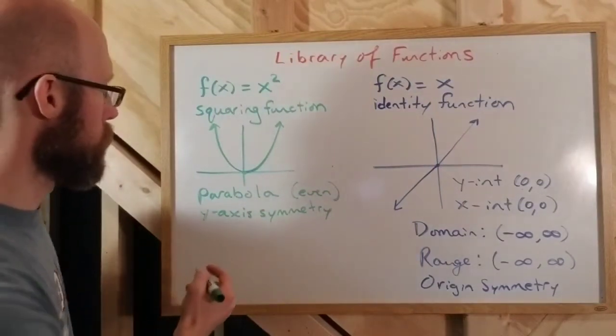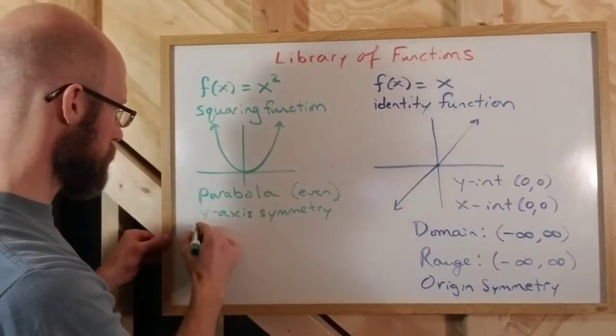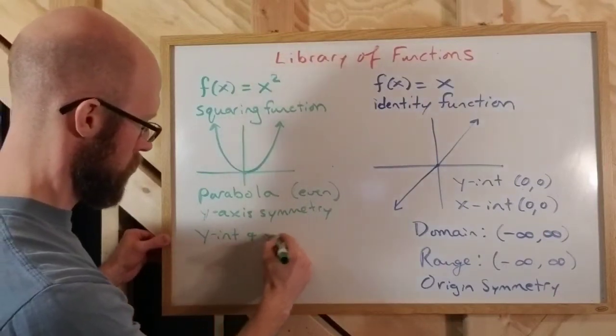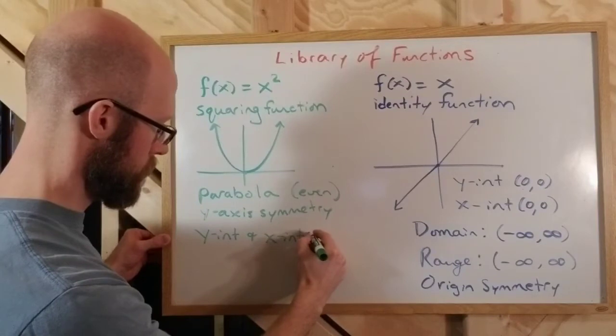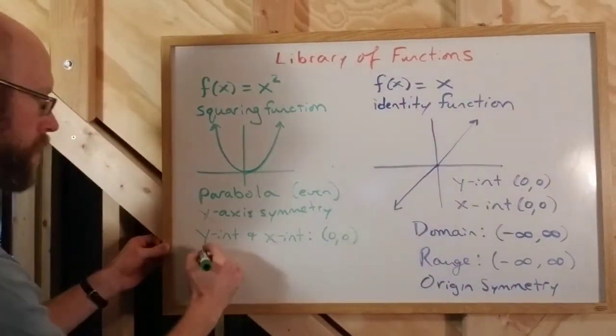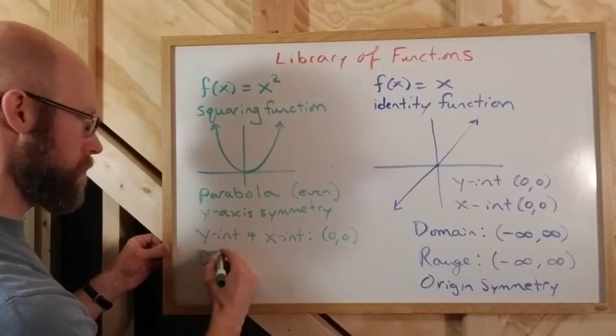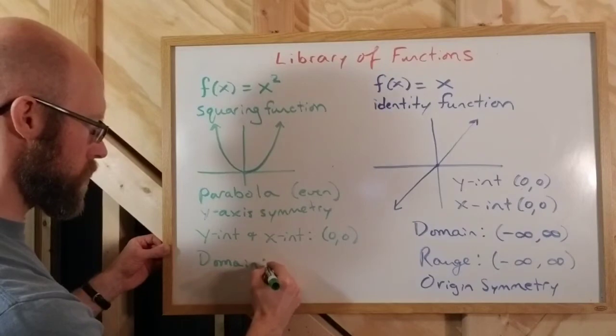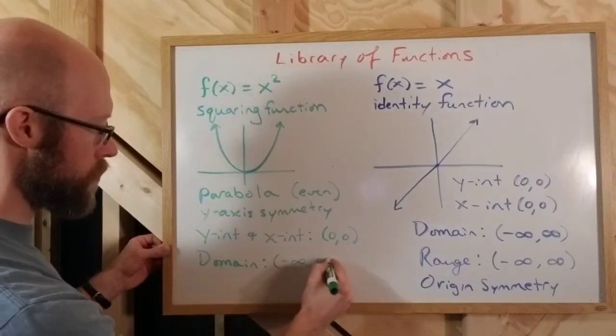Let's see, what else we have? Oh, intercepts. Again, the x and y intercept are both the origin. And the domain and range, we've got to work on those. Those are a little bit different. The domain actually is the same. It is all real numbers, but it's the range that's different.